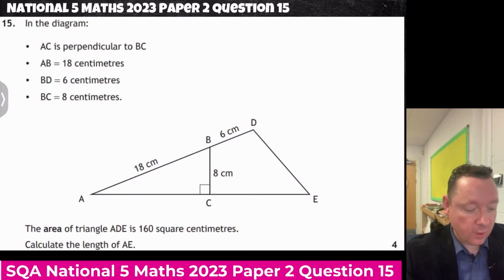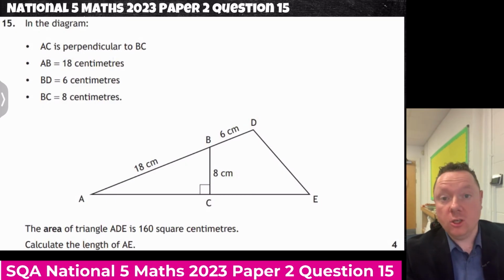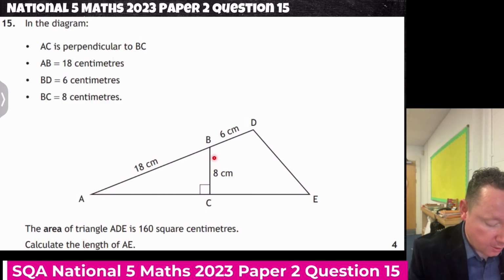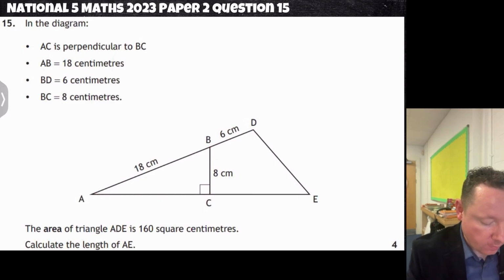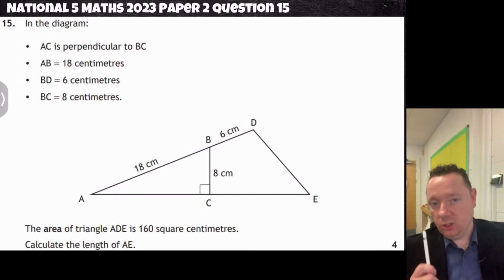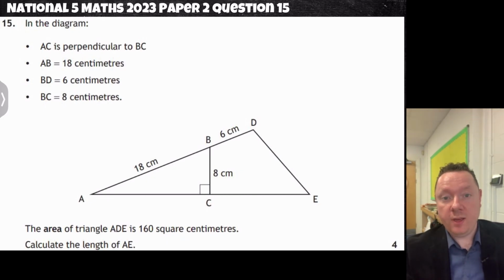SQA National 5 Maths 2023, Paper 2, Question 15 on trigonometry, area of a triangle. It says AC is perpendicular to BC, in other words, there's a right angle here. It tells us some lengths, 18 and 6 and 8. It says the area of the triangle is 160 square centimetres. So as soon as you see that area, and it's a triangle, you should be thinking half AB sine C.